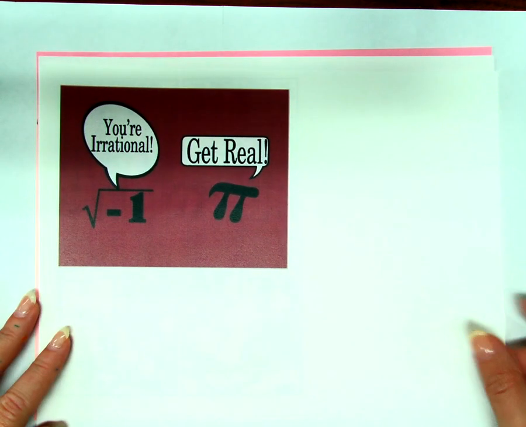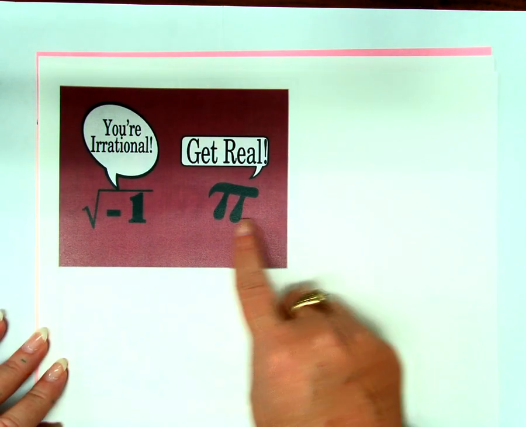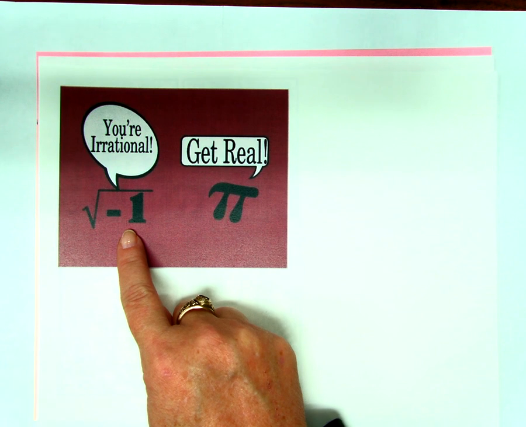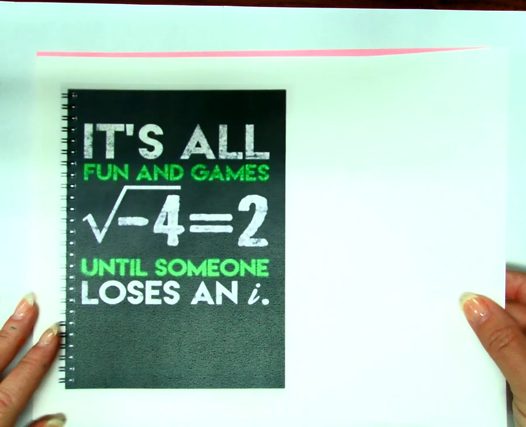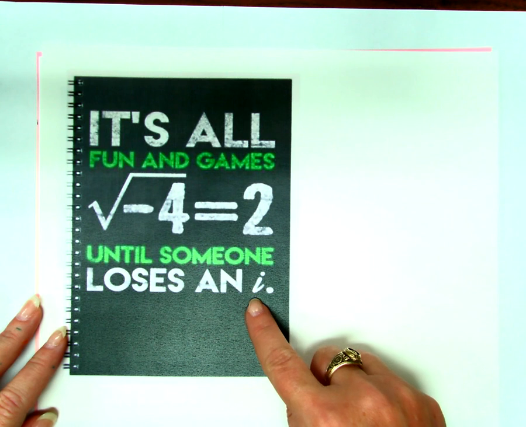Or this one. You're irrational. Get real. See, because it's the square root of negative 1. Or this one. It's all fun and games until someone loses an eye.